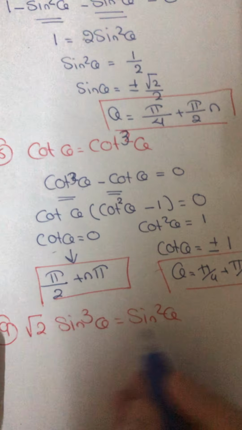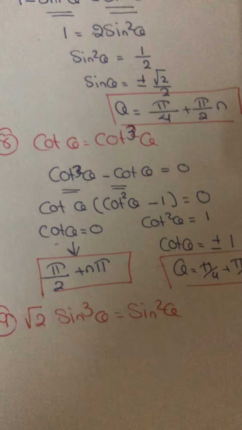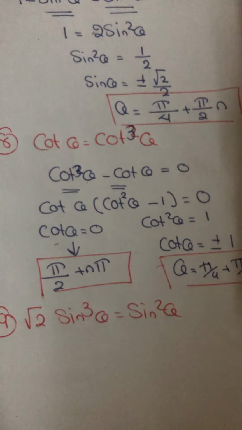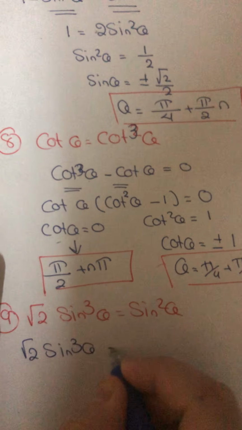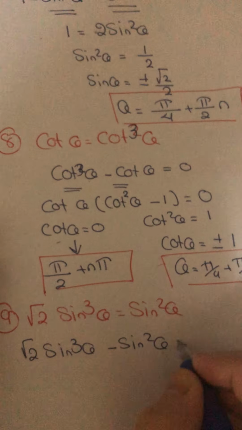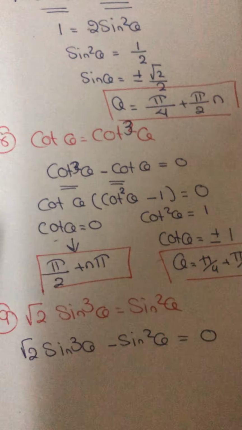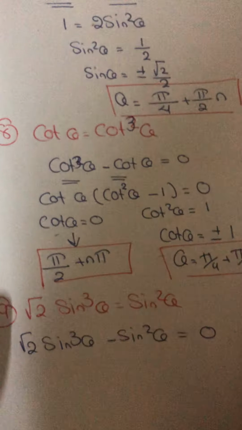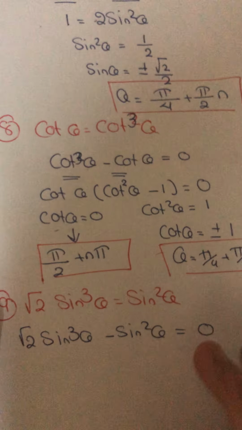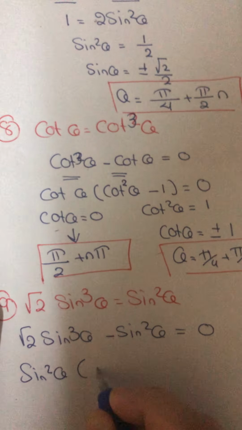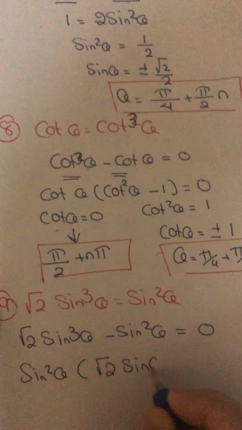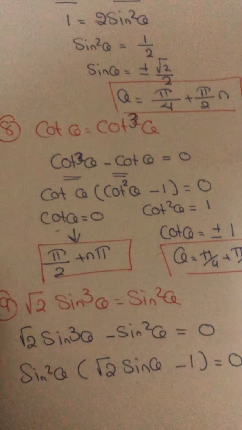I can take sine as a common factor. I'll take this sine cubed theta minus sine squared theta. The first step is to drag all the trigonometric functions and everything to the left side and set it equal to 0. This is the easiest way. And then I'll take sine squared theta as a common factor. I'm left here with root of 2 sine theta minus 1 equals 0.